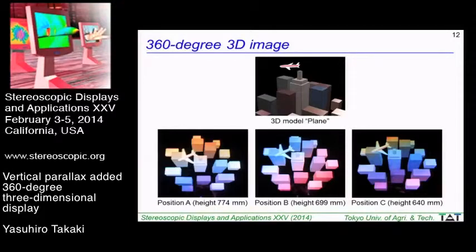Now I show you the 3D image generated by the experimental system. These are images captured from three different height viewpoints. As you can see, the relative positions of the plane and the buildings change depending on the vertical viewing position, so the vertical parallax was obtained. However, the problem is that the color of the image changed depending on the vertical viewing position.